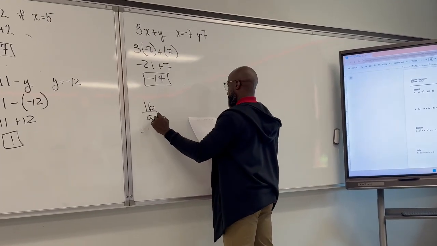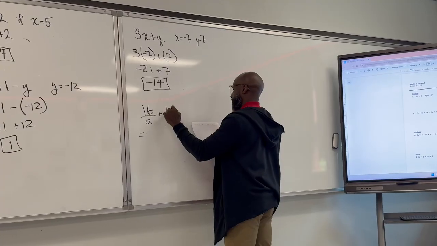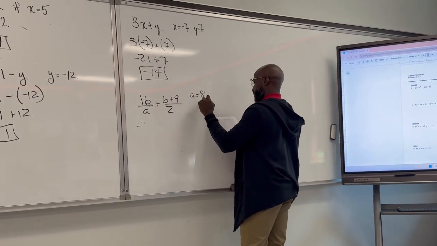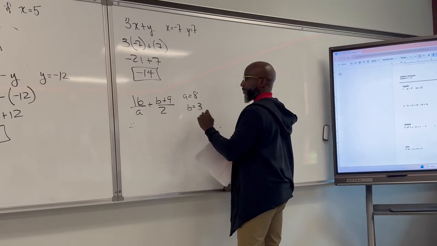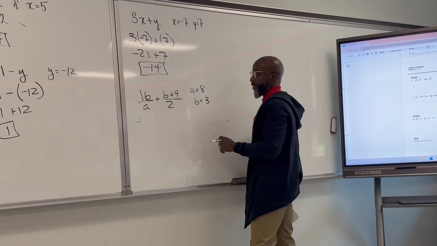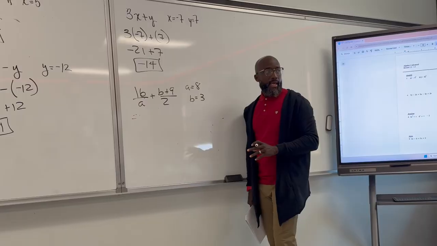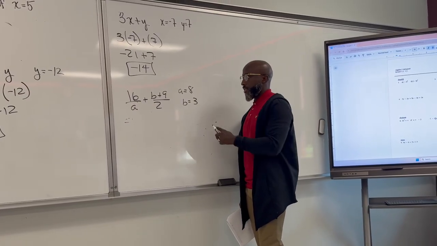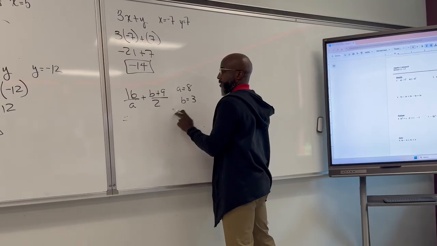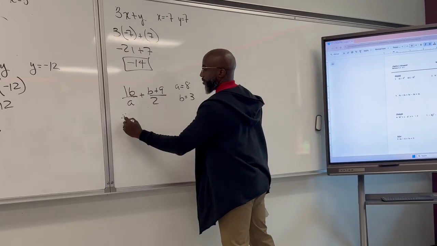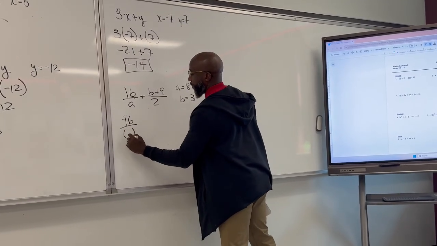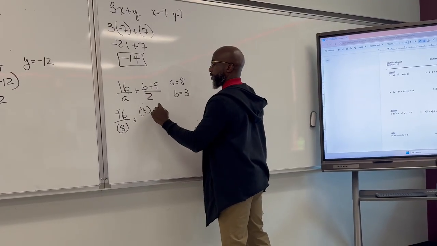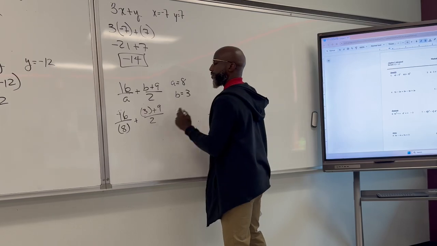16 over A plus B plus 9 over 2 when A equals 8 and B equals 3. Okay? So we got fractions here and we're going to simplify, right? Well, first things first, let's substitute stuff in. A equals 8, so that's going to be 16 over 8 plus B, plus 9 over 2. Okay?